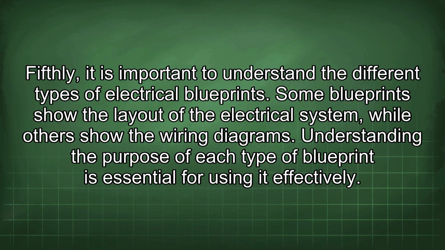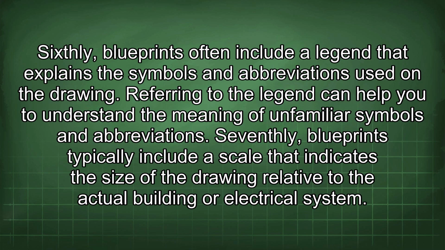Fifthly, it is important to understand the different types of electrical blueprints. Some blueprints show the layout of the electrical system, while others show the wiring diagrams. Understanding the purpose of each type of blueprint is essential for using it effectively. Sixthly, blueprints often include a legend that explains the symbols and abbreviations used in the drawing. Referring to the legend can help you to understand the meaning of unfamiliar symbols and abbreviations.